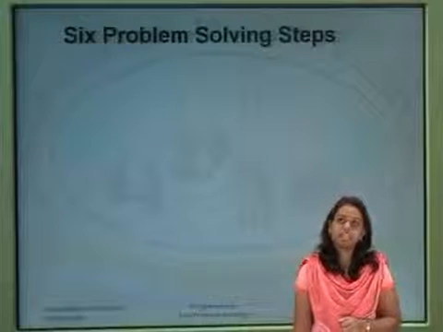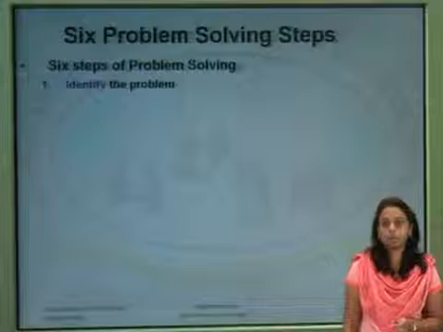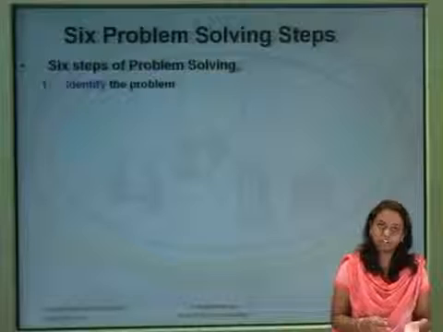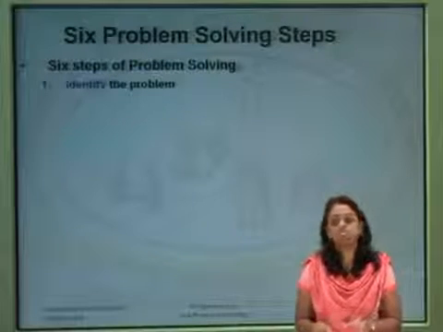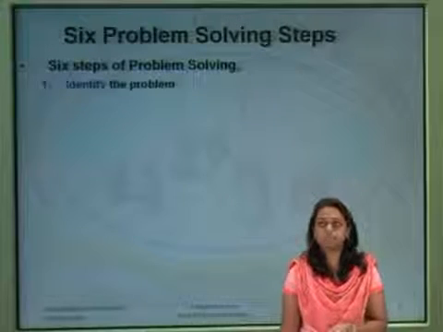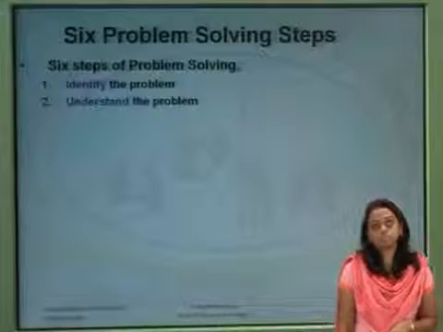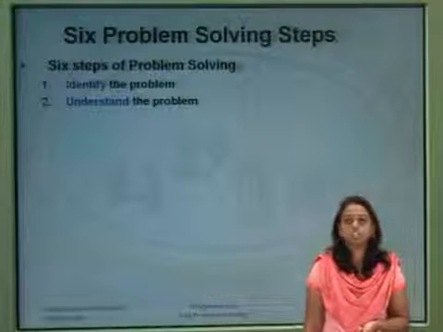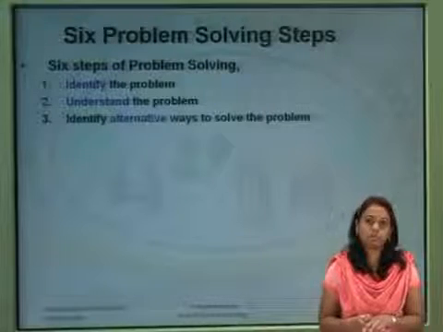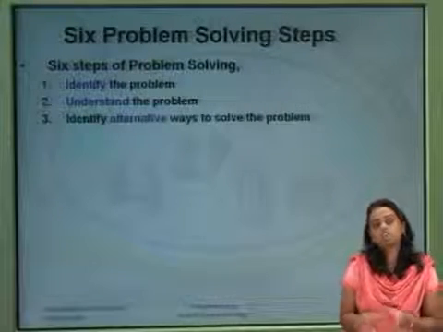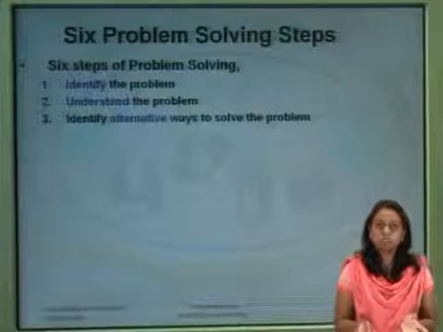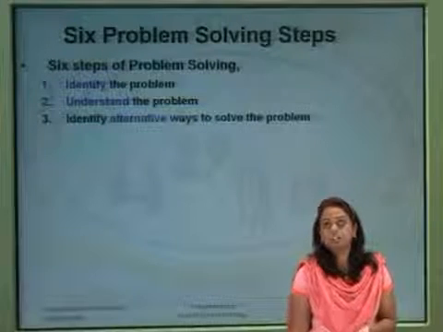The first step is to identify the problem. Sometimes a problem is directly identified and given to you, but sometimes you need to identify the problem from a group of things. Second is understanding the problem, what exactly you need to do. The third step involves identifying the alternative ways to solve a problem. It is not straightforward that there is only one solution to it. There are multiple ways. You need to analyze those, find the best way out of it, and then move ahead.